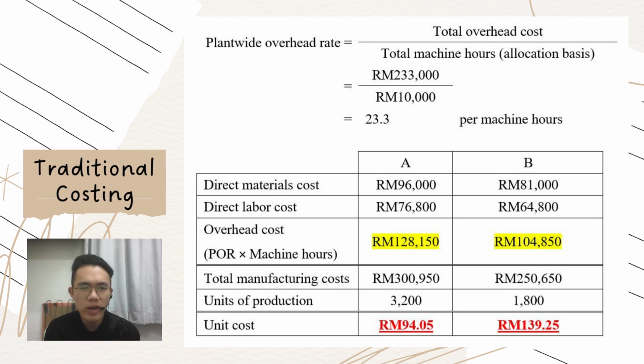After getting the plant-wide overhead rate, we need to multiply it by the machine hours to get the total overhead cost. So we can see the yellow highlight there is the answer for our total overhead cost after we multiply our rate with their machine hours for each product A and B. After that, to calculate the total manufacturing cost, we need to add our machine overhead cost with the direct material cost and also the direct labor cost. After that, we need to take the answer and divide by the unit production to get the final answer, which is the unit cost.